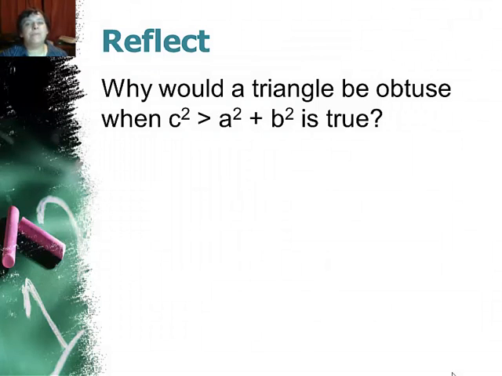So now for your reflection. Why would a triangle be obtuse when c squared is greater than a squared plus b squared? Think of it in terms of the hypotenuse. Is it too big and you have to open it up, or is it too small and you have to close it, or is it just right and it's a right triangle?